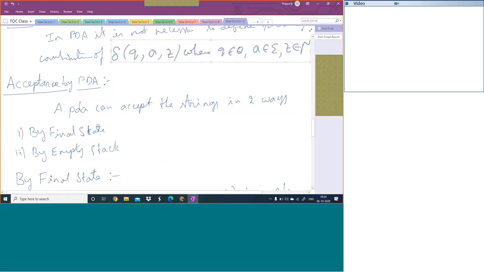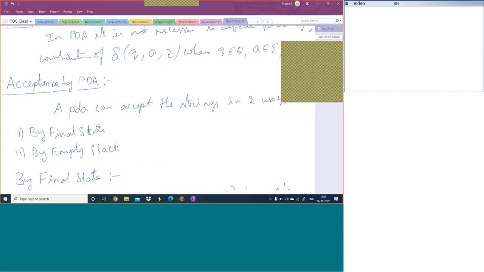Do you understand at least 50% or 40% of this concept? Please respond. Hello guys, I told you what is the structure, what is ID, what is initial ID, and what is null move.